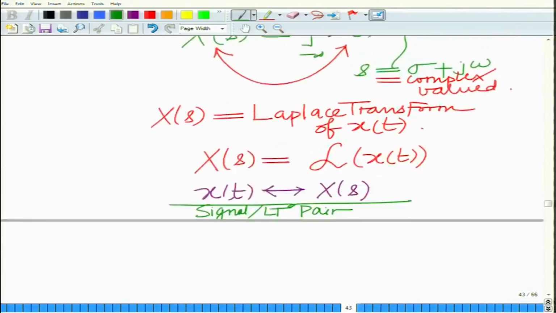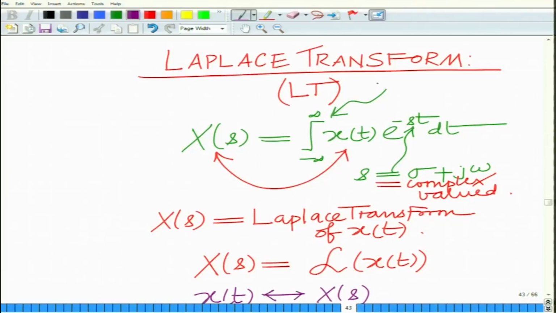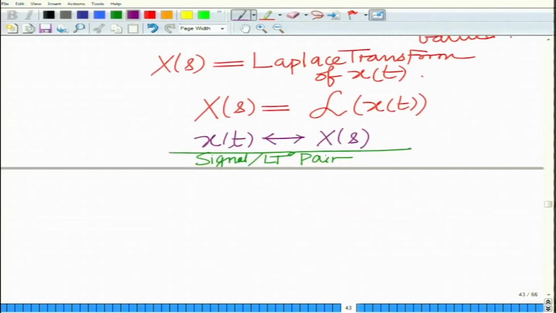So, this is the definition of the Laplace transform, that is X(s) equals integral minus infinity to infinity x(t) e raised to minus st dt, and X(s) is the Laplace transform of the signal x(t). And this is also known as the bilateral Laplace transform because it uses an integral from minus infinity to infinity. To avoid any ambiguity, when we say Laplace transform, we will simply mean the bilateral Laplace transform.